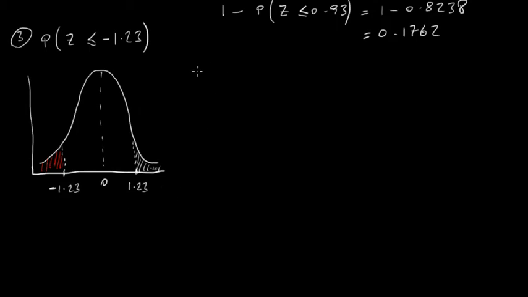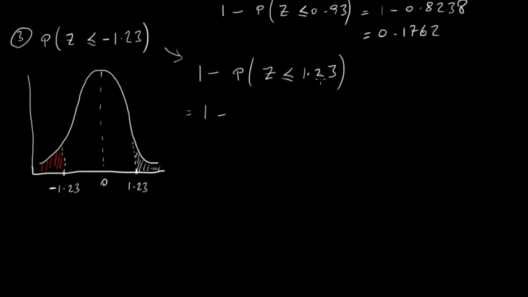Okay, so really what we need to do, this thing here is going to be just exactly the same as 1 minus the probability that z will be less than or equal to 1.23. So if we can calculate this, it will give us the probability of being less than or equal to minus 1.23. So let's do this then.